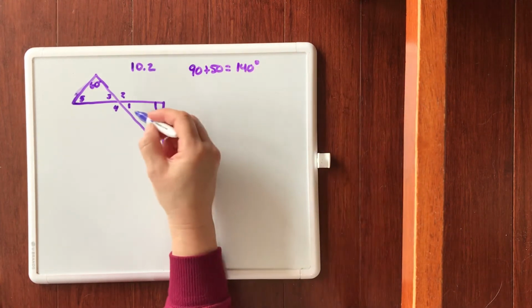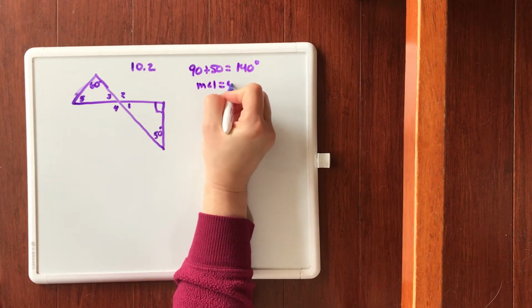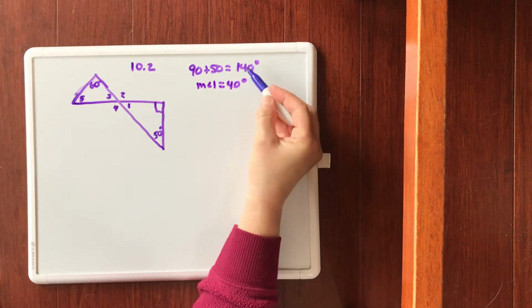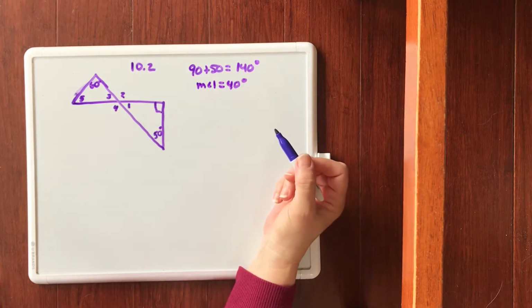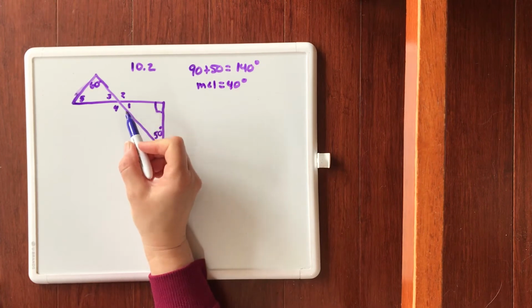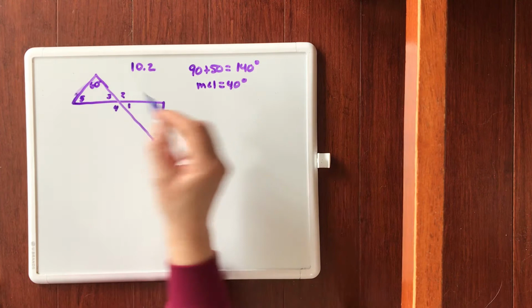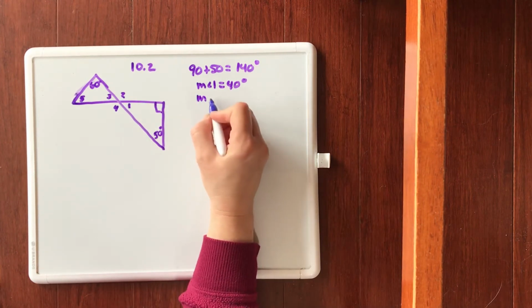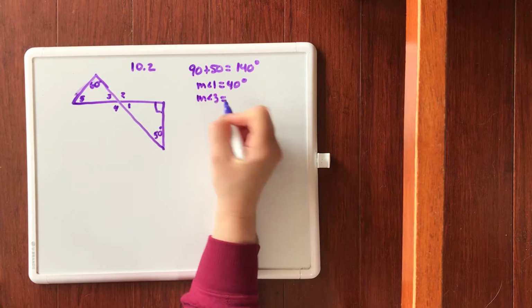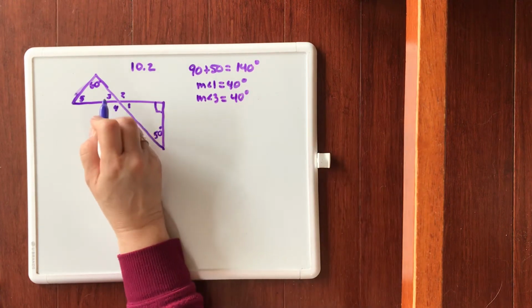We know the sum of these equals 180. So the measure of angle 1 must be 40 degrees because 140 plus 40 is 180. All right, that was easy. So this is 40. So if this is 40, these are vertical angles. So what do we know about angle 3? That's right, measure of angle 3 is also 40 because these are vertical angles.